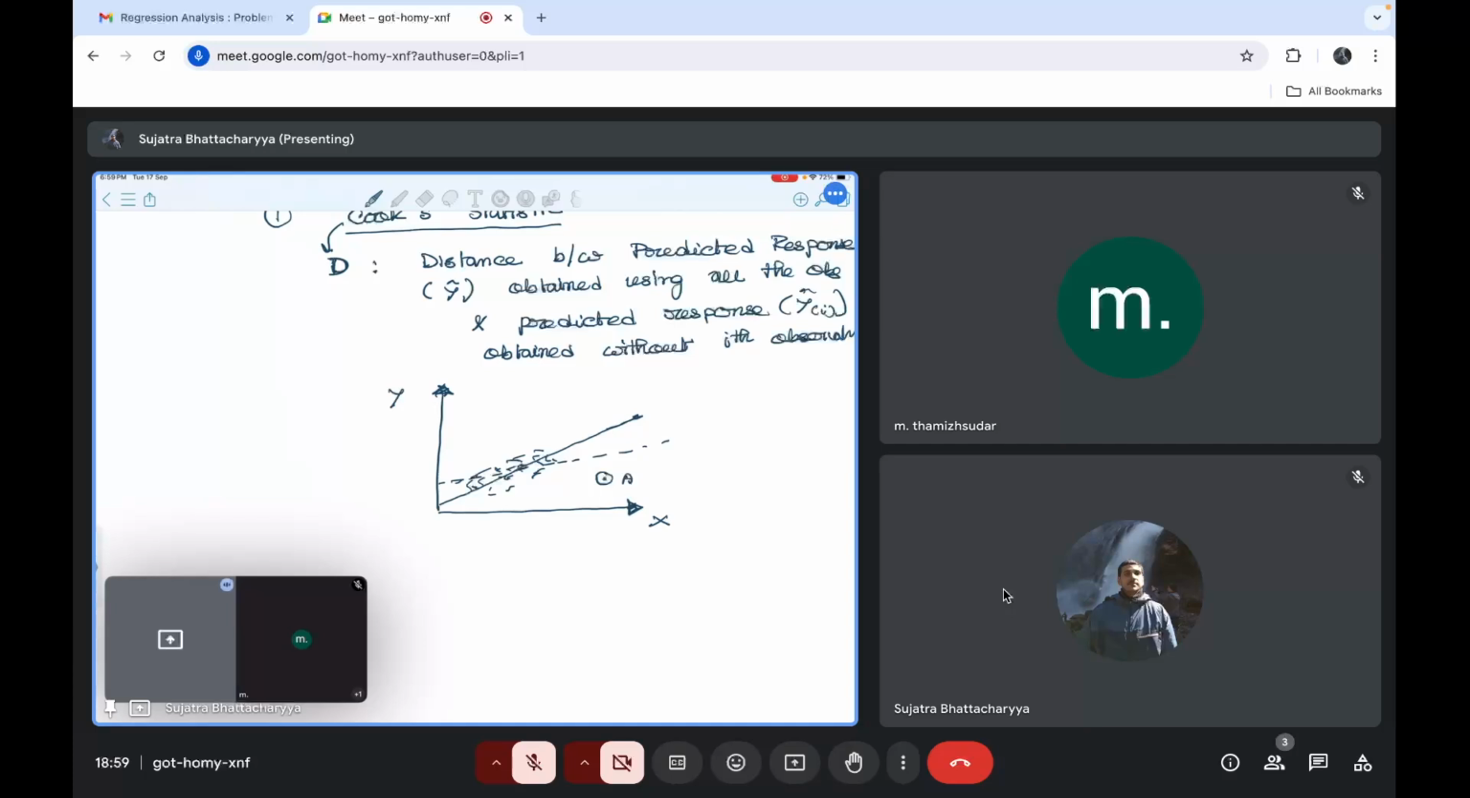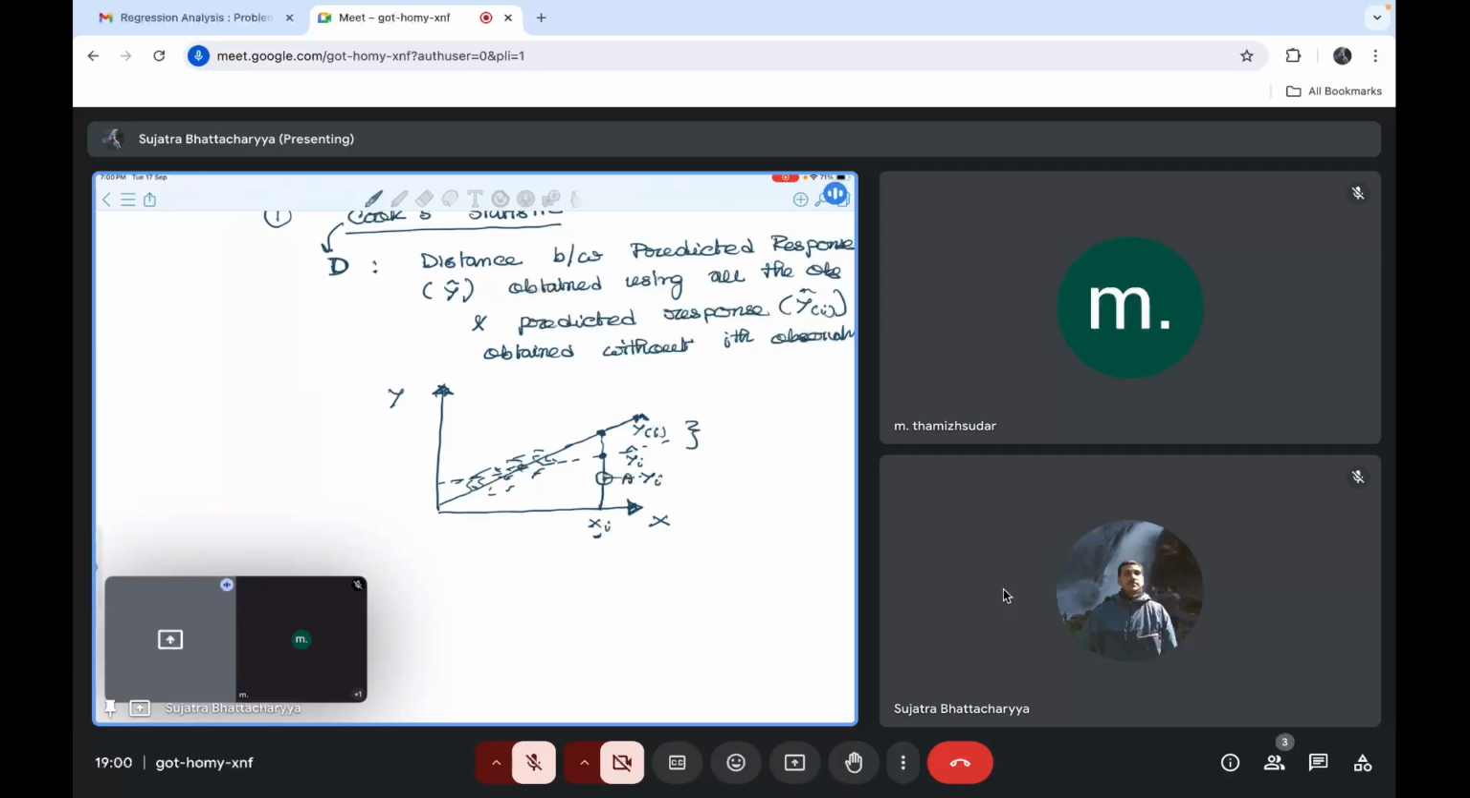Correct? So here, let us say that this is xi, this is yi for this point. Corresponding to the same xi, the predicted response is y hat i when all the points are included, including A. But when this point A is not included, then this is the trend line. But for this same xi, the predicted response is y hat in absence of i. So this is the y hat in bracket i.